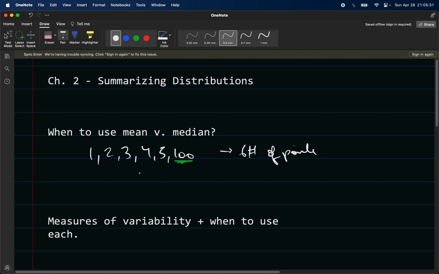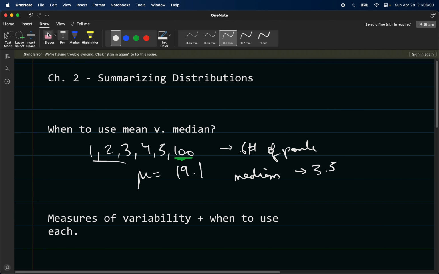So the mean in this case would be 5 plus 4, 1, 15, 105 divided by 6. So it would be 19.1, right? So that's your mean. And what would your median be? So this is the lower half, upper half, 3. So your median would be the average of 3 and 4, which would just be 3.5.